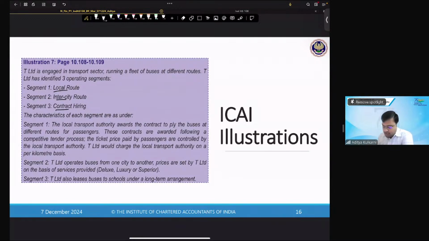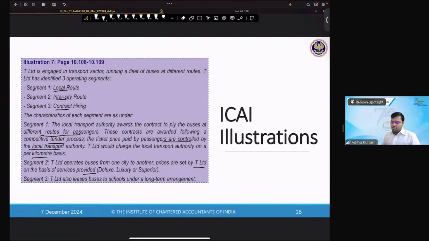The local transport authority awards the contracts to ply the buses at different routes for passengers. This is the local route. These contracts are awarded following a competitive tender process. The ticket price paid by passengers are controlled by the local transport authority. T Limited would charge the local transport authority on a per kilometer basis. Okay. Segment 2, intercity. T Limited operates buses from one city to another. Prices are set by T Limited itself on the basis of services provided.